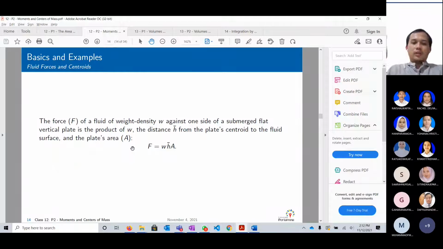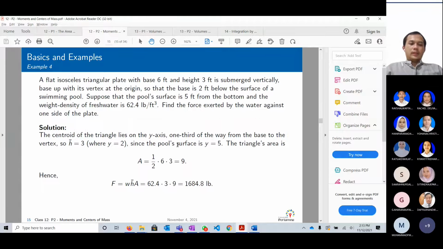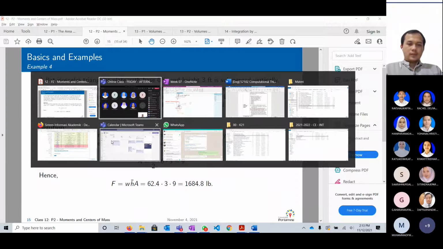The force that acts from the water on the plate we submerge in the pool is basically F equals W times h bar times A. So, if we have a flat triangular plate with base 6 feet and height 3 feet submerged vertically, let's draw the picture here.